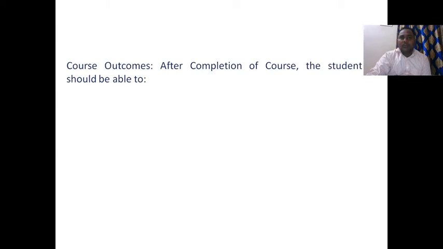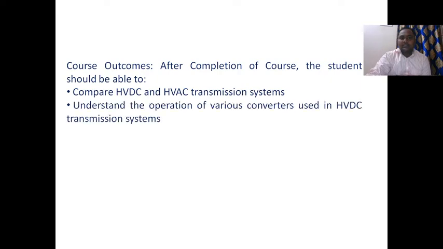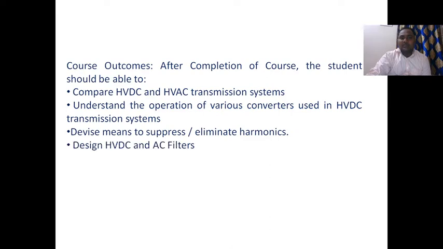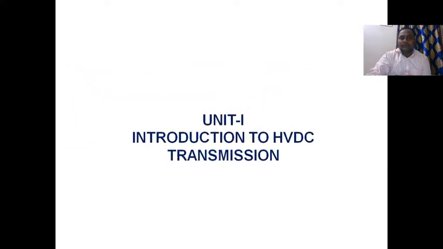The course outcomes are: after completion of the course, the student should be able to compare HVDC and HVAC transmission systems, understand the operation of various converters used in HVDC transmission systems, devise means to suppress and eliminate harmonics, and design HVDC and AC filters. So, Unit 1: Introduction to HVDC transmission.